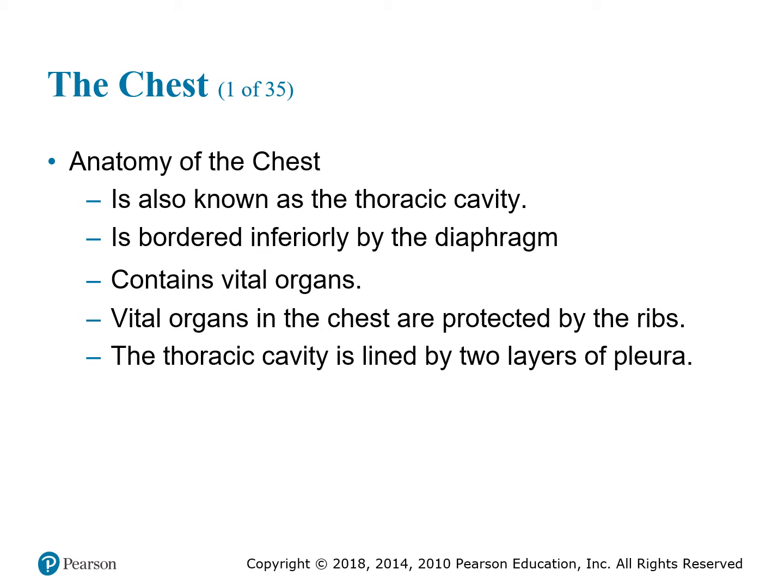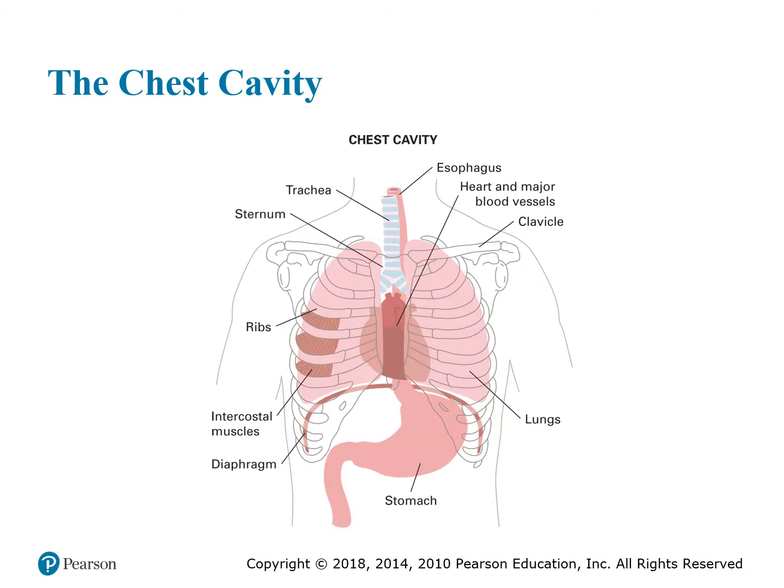Now, the thoracic cavity has two layers of pleura. We have the visceral pleura and we have the parietal pleura. Visceral simply means organ, so the visceral pleura is the lining that goes around the lungs. And parietal means wall, so the parietal pleura is going to be on the thoracic wall. All right, so here's kind of a gross overview of your anatomy. Like I said, lungs, heart, great vessels are located within the thoracic cavity, along with the trachea, esophagus, all that good stuff. And now it's all encapsulated by the ribs, which provide that protection.